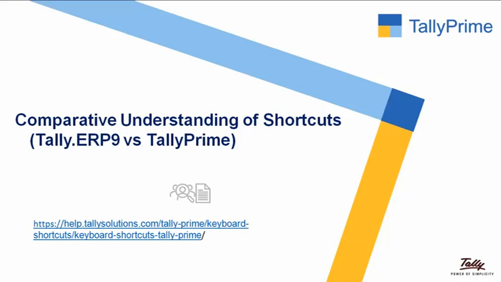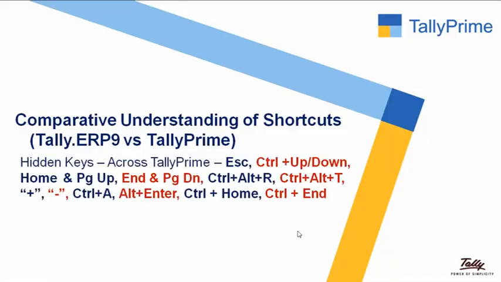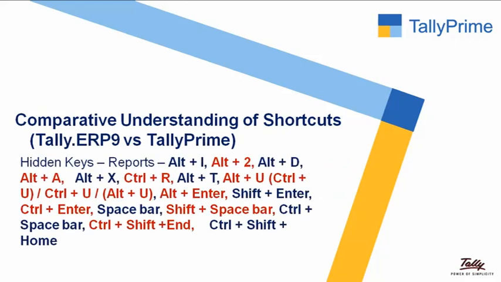Then coming to the shortcuts, the Tally help itself has the shortcuts list in it. Here I am just recollecting all the shortcuts: Control up, down arrows, Home, Page Up, End, Page Down, Control Alt R, Control Alt T, plus and minus, where plus goes to the parent level and minus to the down level. All those things which were there in the earlier ERP 9 are also there in Prime. So I need your attention to get into that.